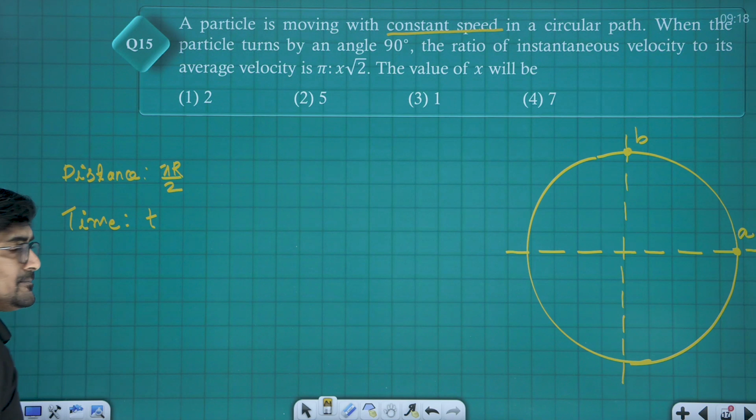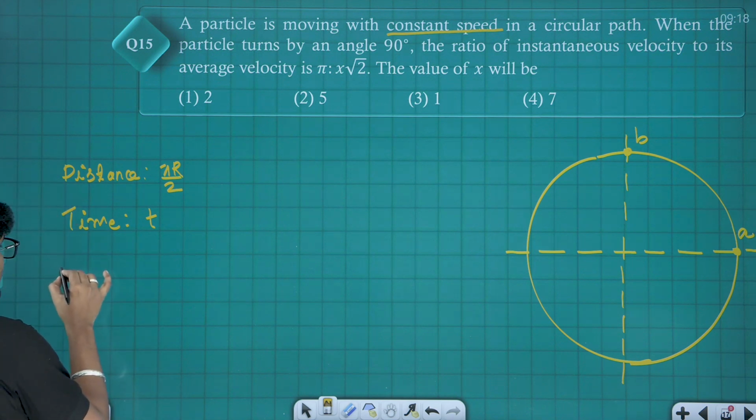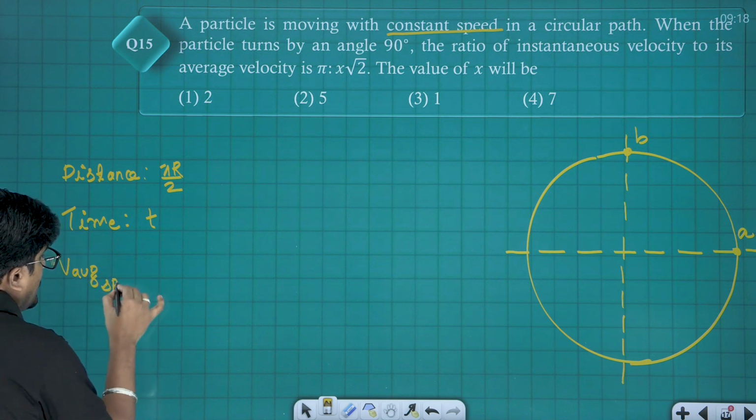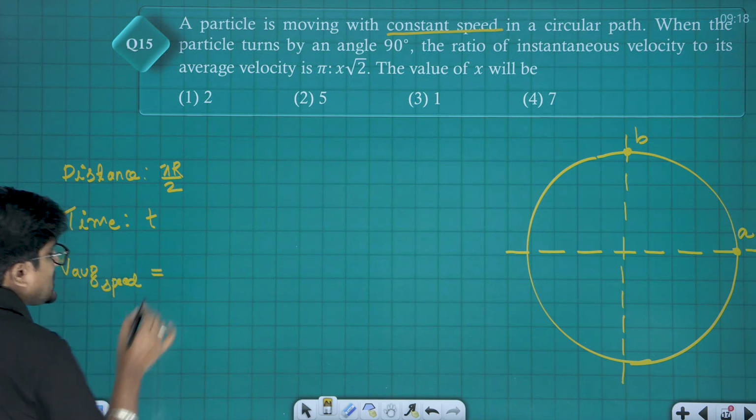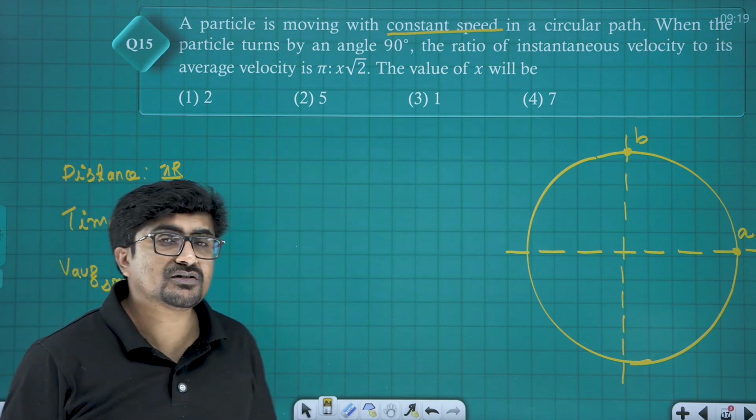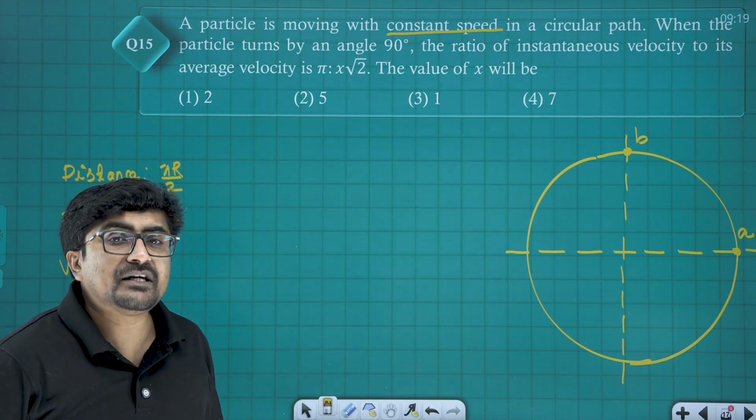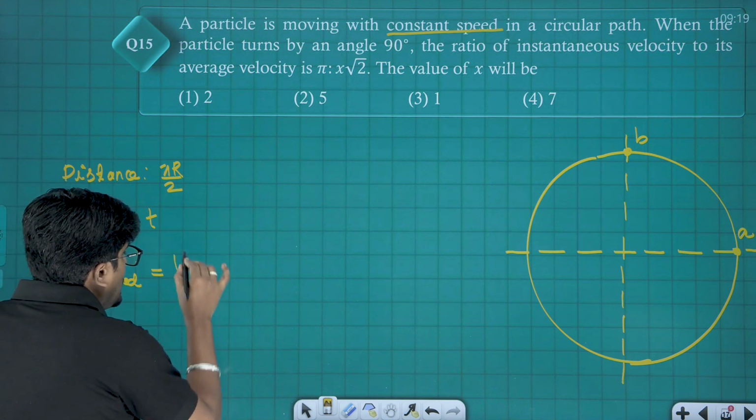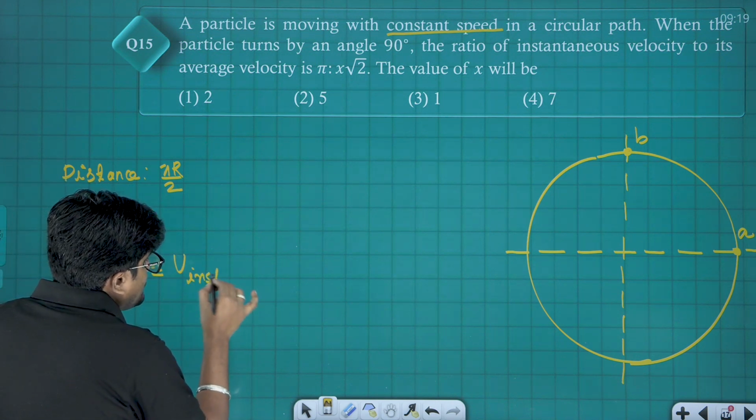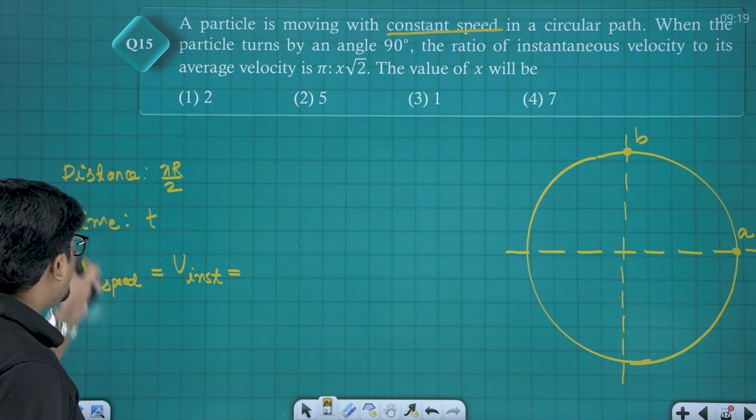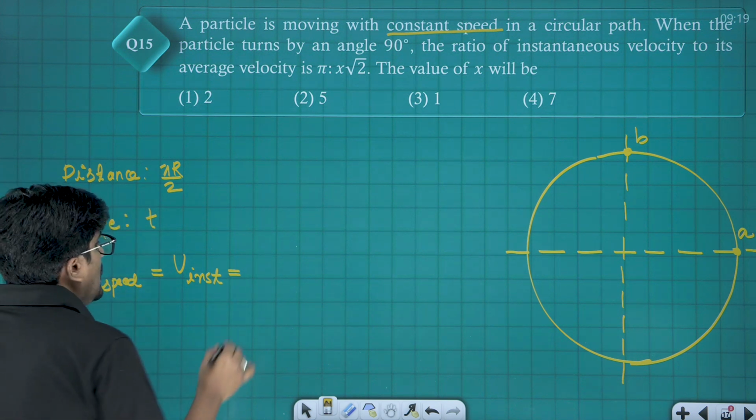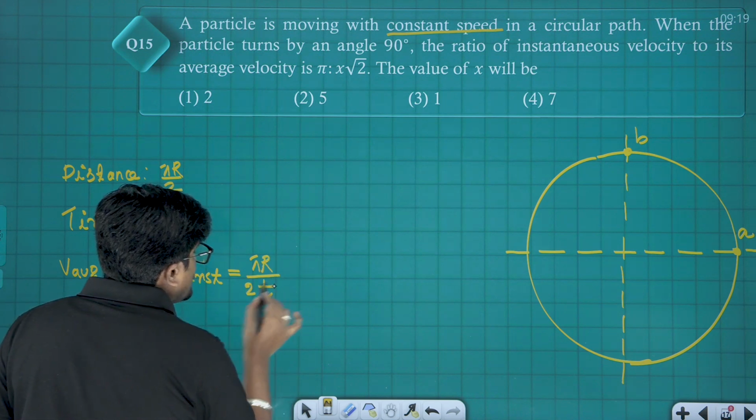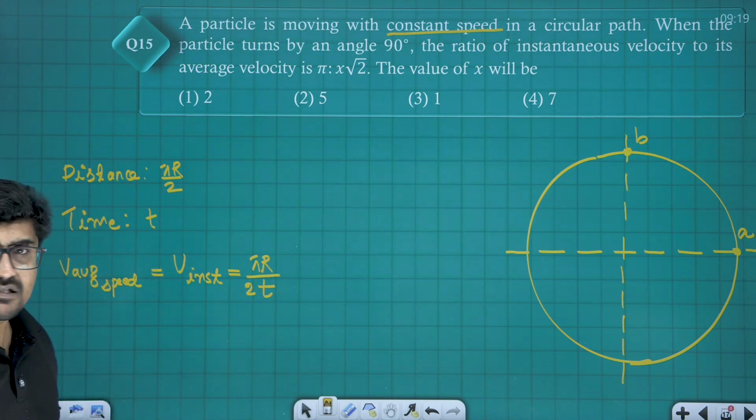be small letter t. Now the average speed, since the body is traveling with constant speed, is going to be the same as the instantaneous speed only. So the average speed itself is the instantaneous speed. Average speed is total distance upon total time taken. Total distance traveled is pi r by 2 and time taken is small letter t. So here this is the instantaneous speed.